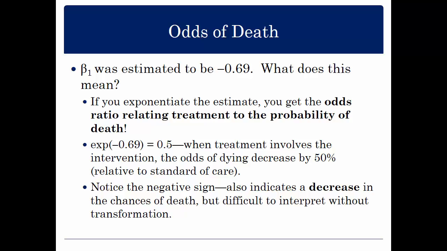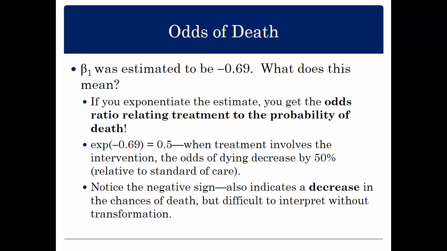What we have to do first is exponentiate it in order to get the odds ratio that relates treatment to the probability or risk of death. So if I exponentiate e to the negative 0.69, I end up with a value of 0.5. So this is the odds ratio that relates the probability of death, the risk of death, to treatment. Treatment is on the numerator, control is on the denominator.